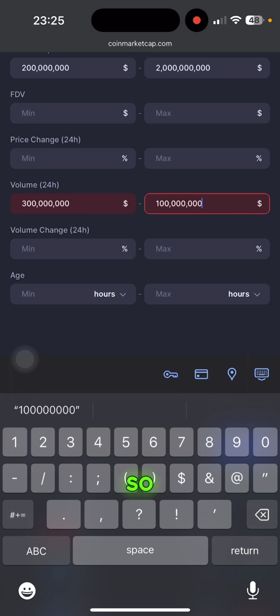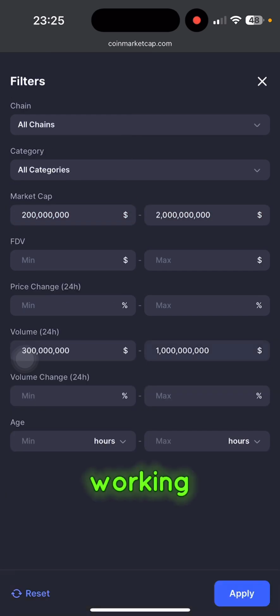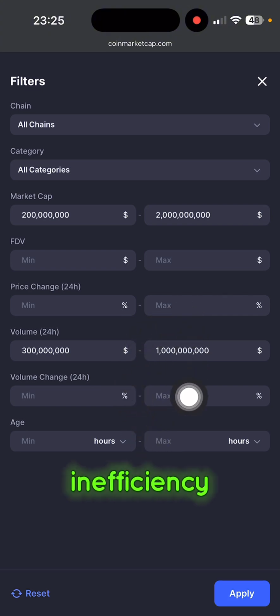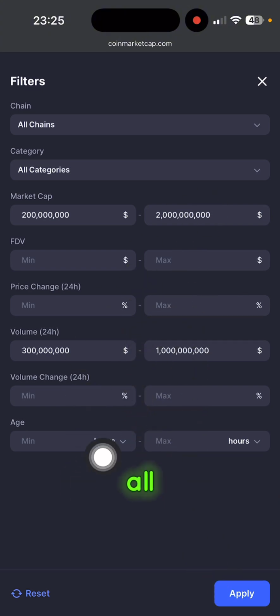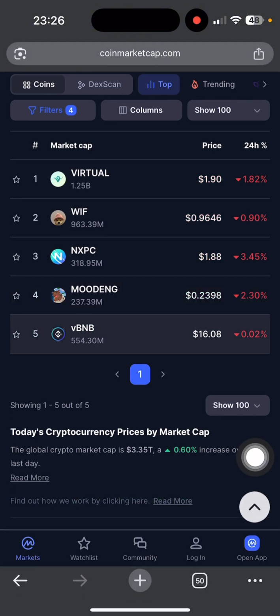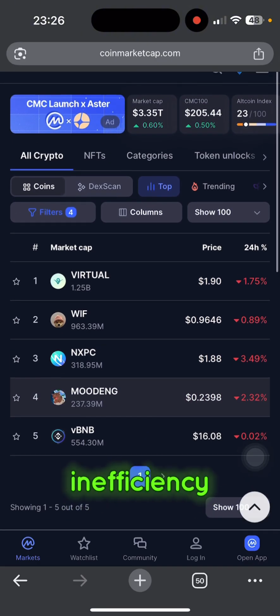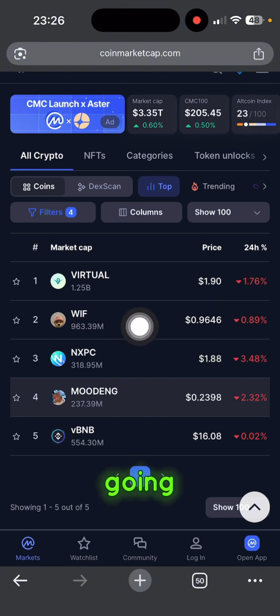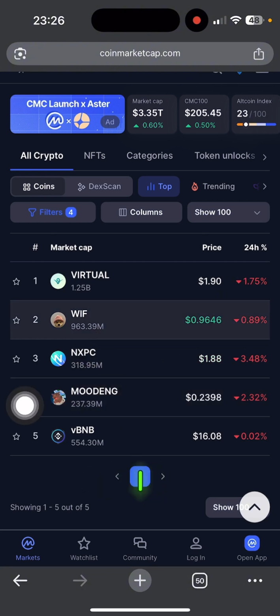So this is the range I'll be working with in order to look for those inefficiencies in particular. After doing all of those, you click on apply, and here you go. These are now the cryptocurrencies that will potentially have those inefficiencies. I'm going to be picking any one at all. Okay, there are 5 of them here. So I'm going to be picking a random one, which is this one called WIF.